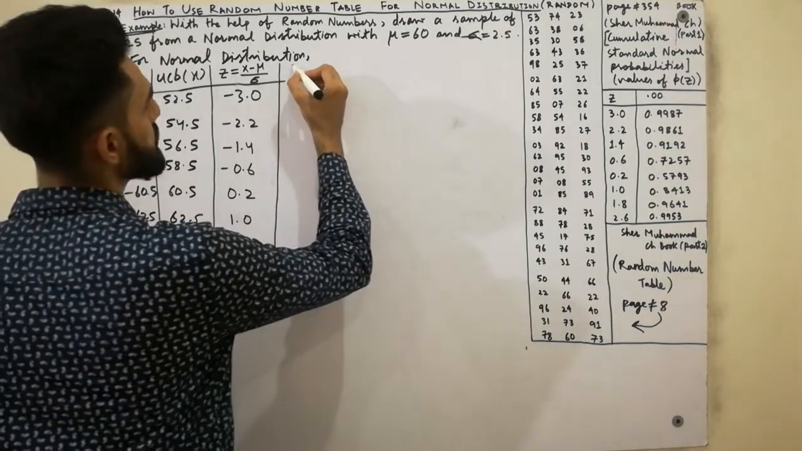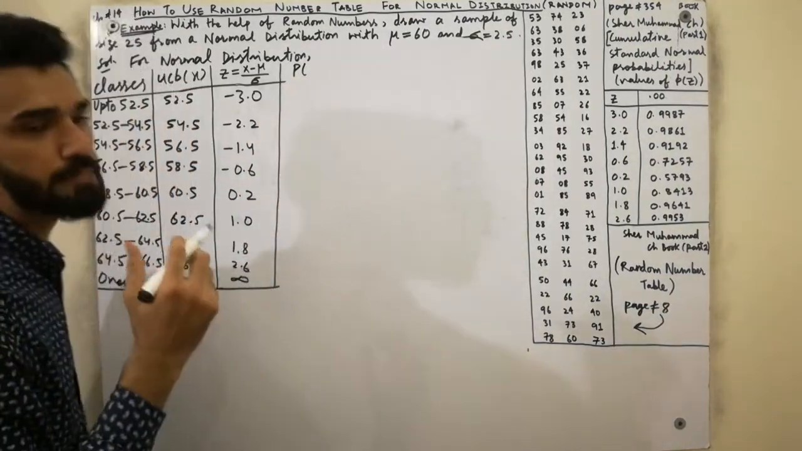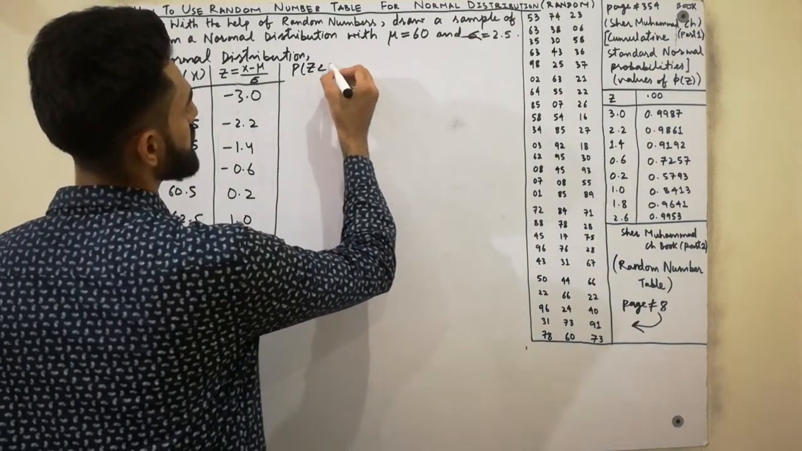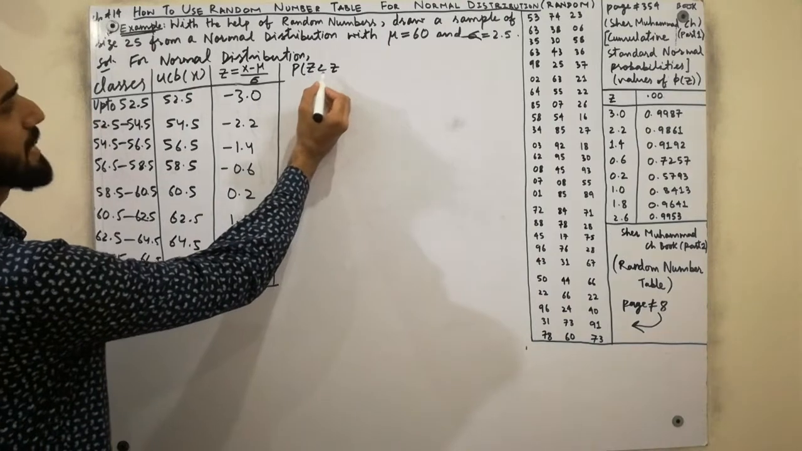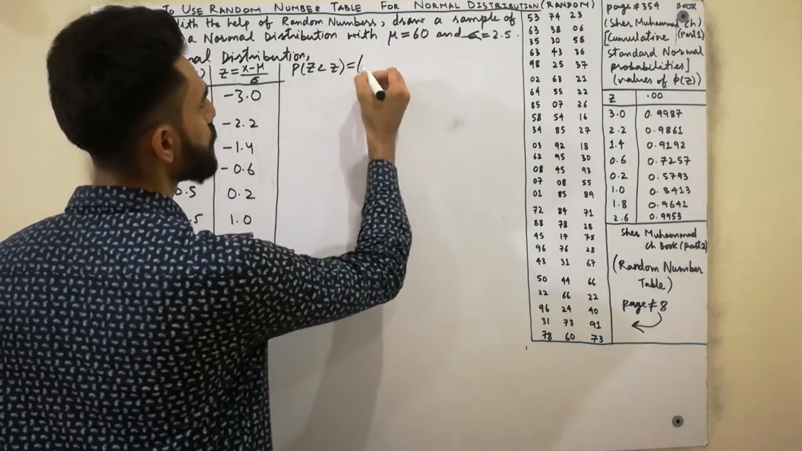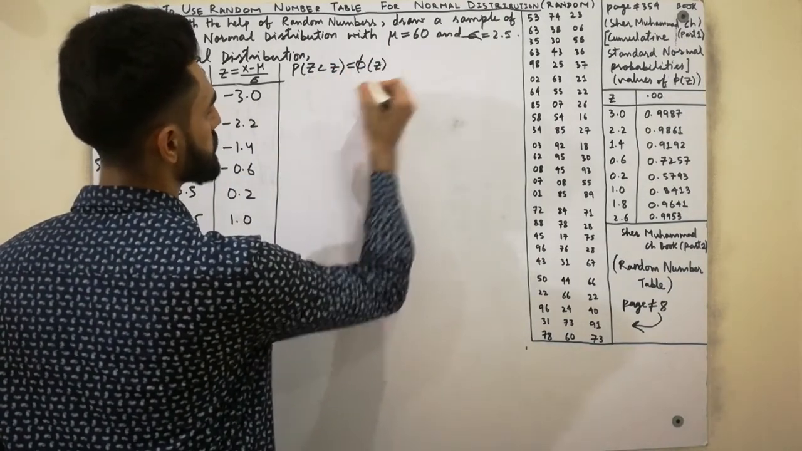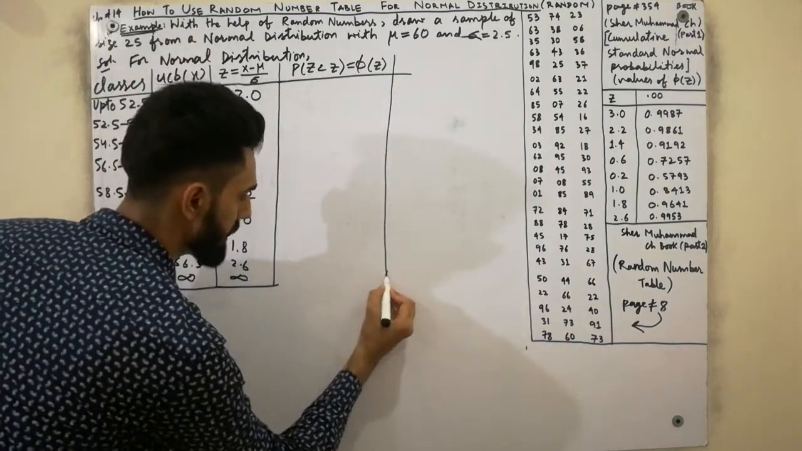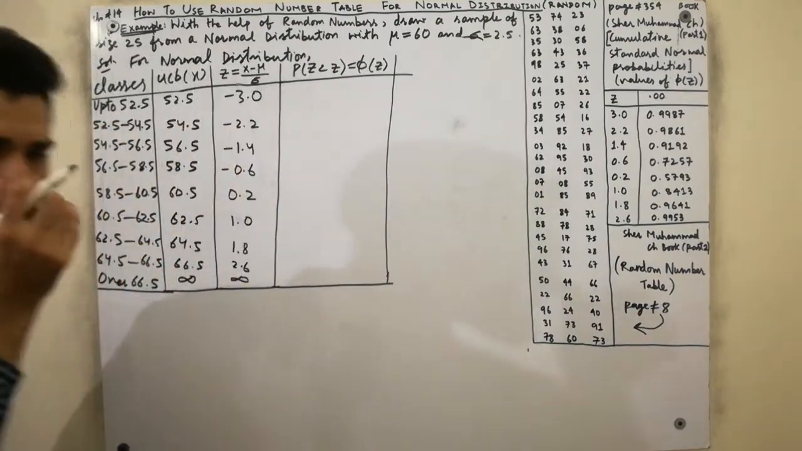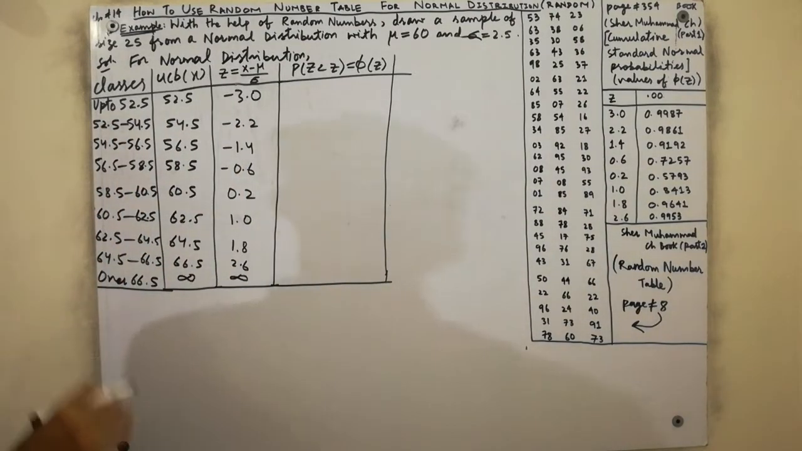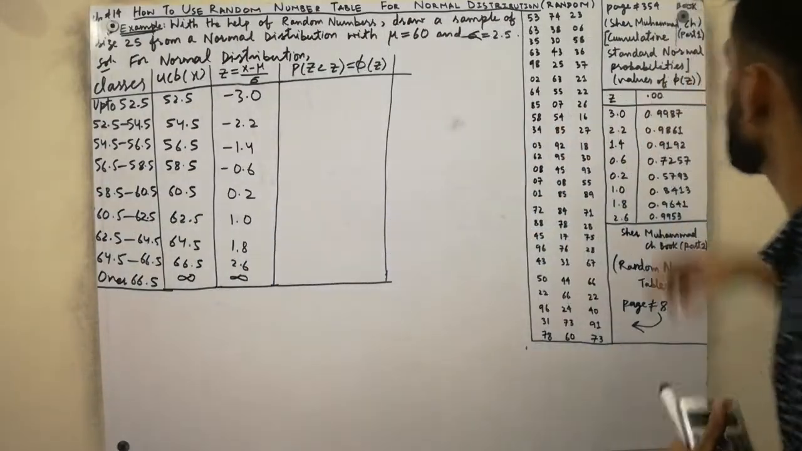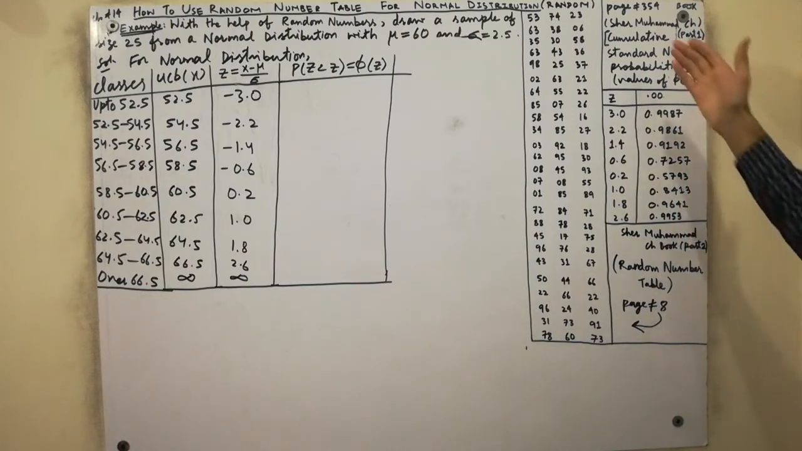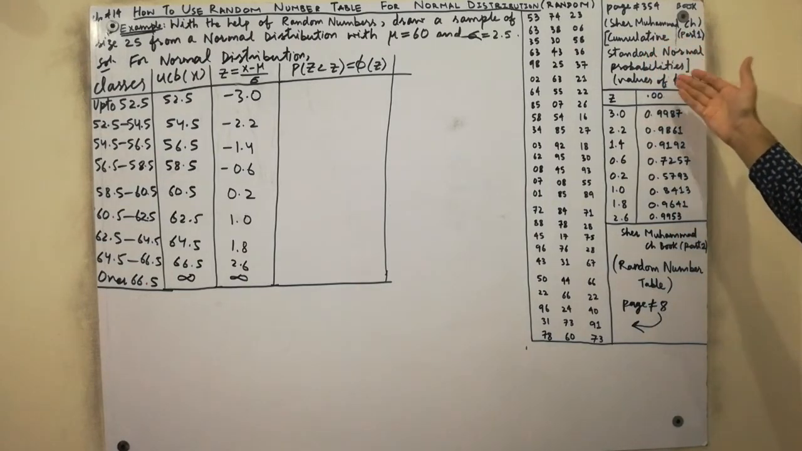The next step is probability. Now I'm calculating probabilities of normal distributions. Probability of capital Z less than small z is equal to phi of small z. It is a very simple, very easy step. Now I will use the table on page number 354 of the Shem Mohammed Chaudhary part 1 book. The table given here is the cumulative standard normal probability.